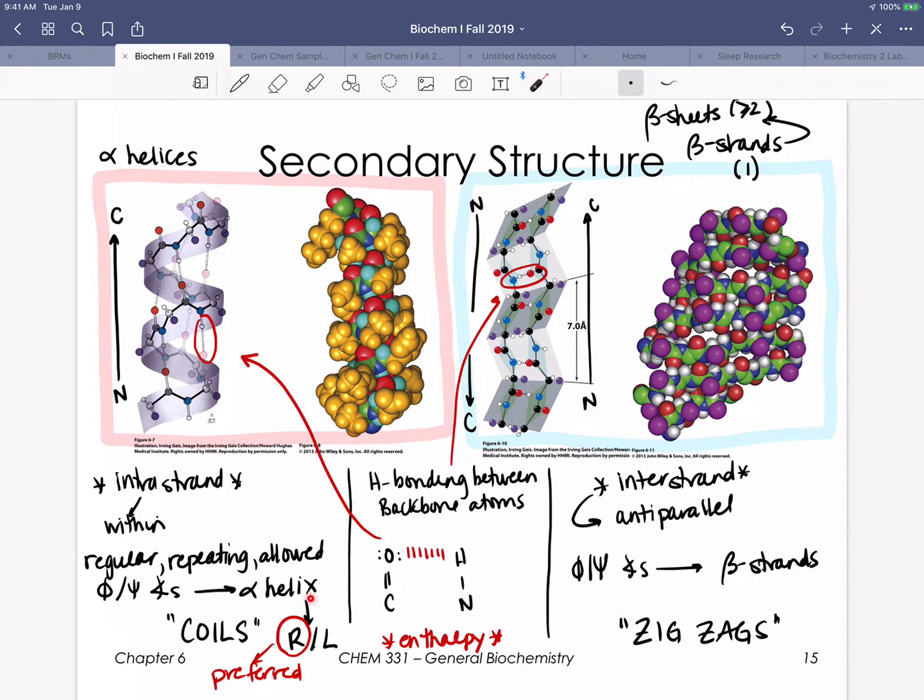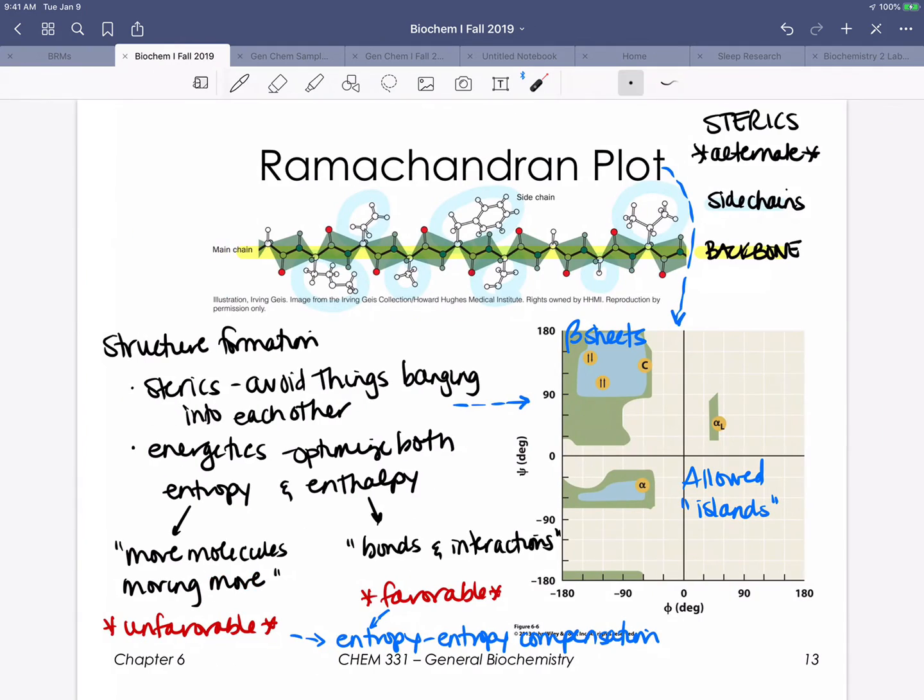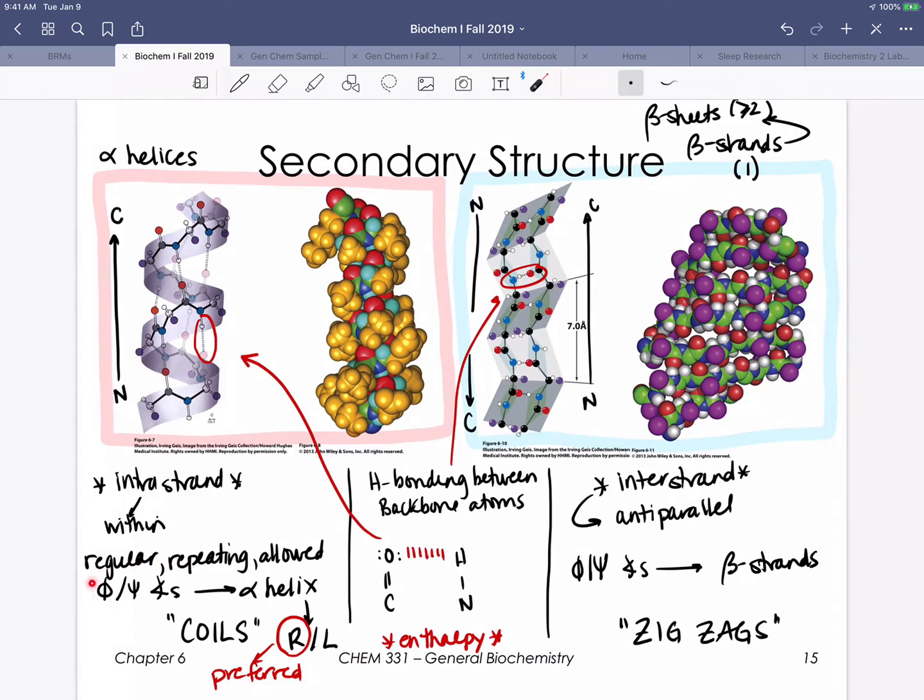What's common, and this should probably have been listed as a commonality between these, is we're going to have regular, repeating, and allowed phi and psi angles. Remember, those phi and psi angles are the angles that we have on our Ramachandran plot. So basically we're saying we need to have sterically allowed angles, but in order to have a regular structure like we see when we have a coil or a zigzag here, we have to have the same bond angles. We have to have a repeating pattern. So a regular repeating pattern that's sterically allowed will give us an alpha helix when we have a certain shape. And different regular repeating and allowed phi and psi angles will give us the zigzags, which allow us to make beta strands that interact for beta sheets.